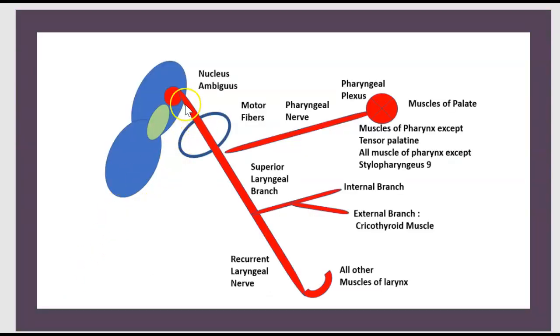The vagus nerve comes from the nucleus ambiguus. It gives motor fibers, which give the pharyngeal nerve and pharyngeal plexus, and the superior laryngeal branch that gives an internal branch and an external branch. And it ends with the recurrent laryngeal nerve.